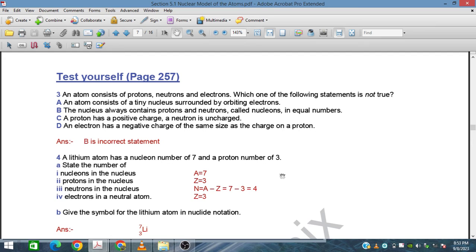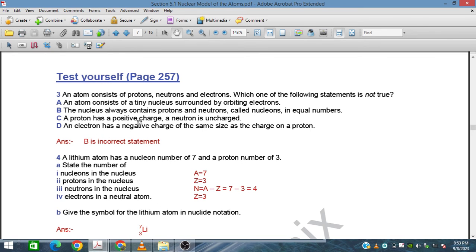This is test yourself, and this is question number 3 on page 257. An atom consists of protons, neutrons, and electrons. Which of the following statements is not true? An atom consists of a tiny nucleus surrounded by orbiting electrons. This is a correct statement. The nucleus always contains protons and neutrons, called nucleons, in equal numbers. The number of protons and neutrons may be different inside a nucleus, so this is incorrect. So B is the incorrect statement.